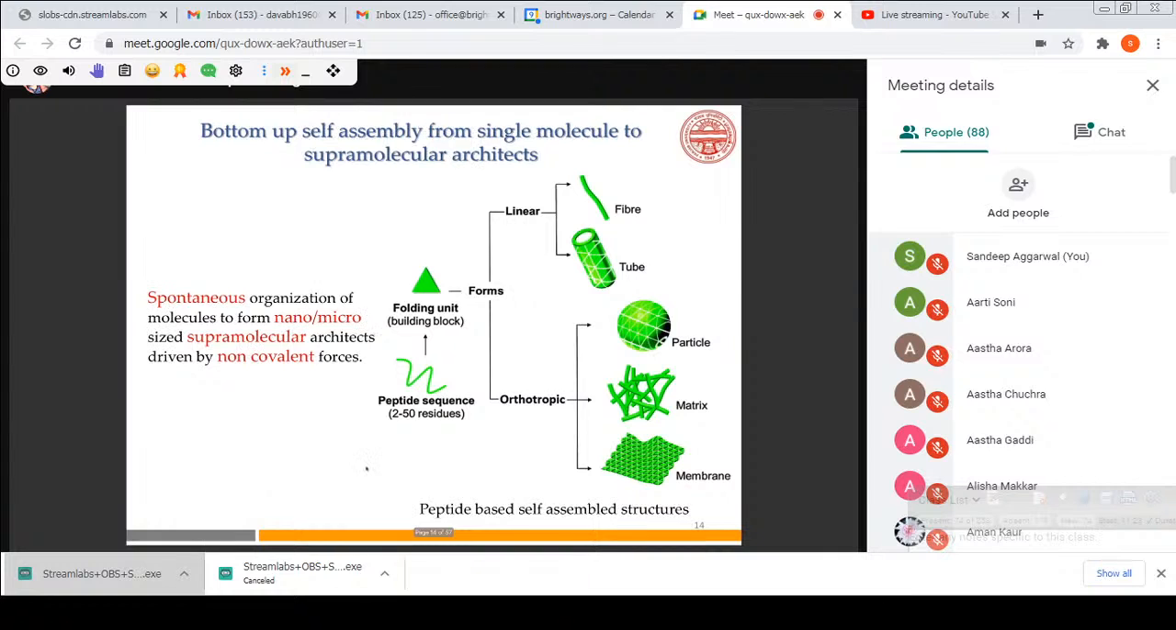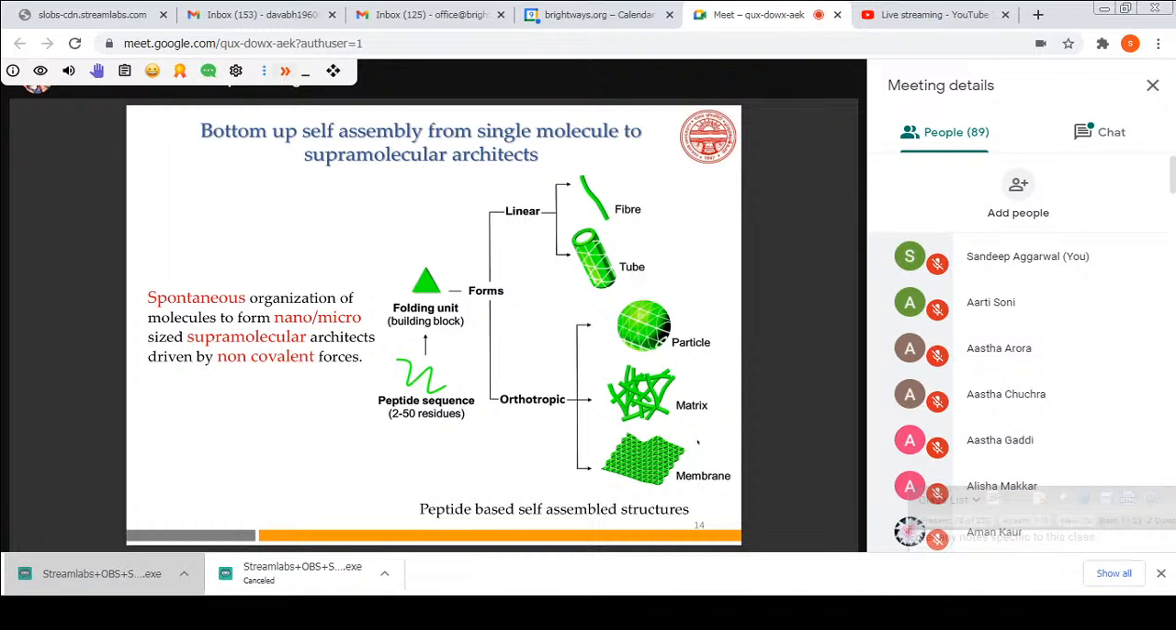trying to form different forms. For example, when the linear form was formed, we made some fibers. Then tubes were made from these small biomolecules. Then we have made some orthotropic forms in which we have tried to make particles. We have tried to make matrices, and then we have tried to also make different membranes.